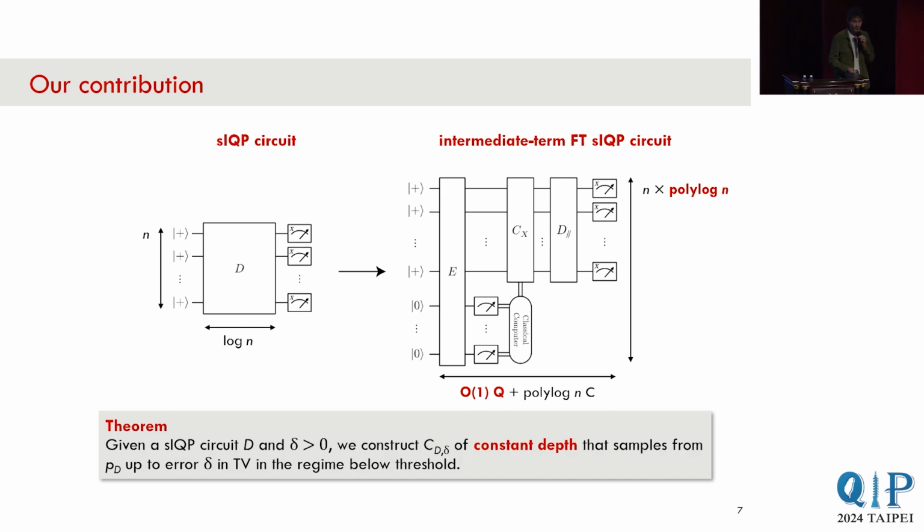Okay, so let me summarize our contribution now. Essentially, if you're given some sparse IQP circuit on n qubits of typically depth log n, and some precision target delta in total variation distance, what we're going to do is build a mapping that gives you what I'm going to call an intermediate term fault tolerant sparse IQP circuit that samples from the initial probability distribution delta close in total variation distance. Saying it like that, it's just some kind of threshold theorem, but what is important is what this circuit actually looks like. It is on the right of the figure, and essentially it is a circuit of constant quantum depth with a single round of measurement and feed-forward. And at the end, with classical post-processing, we sample arbitrarily close to the initial probability distribution.